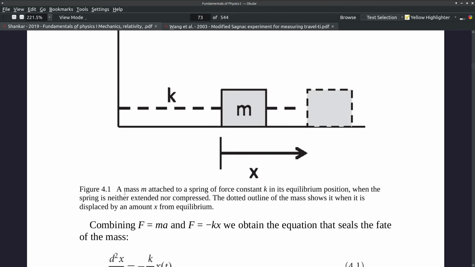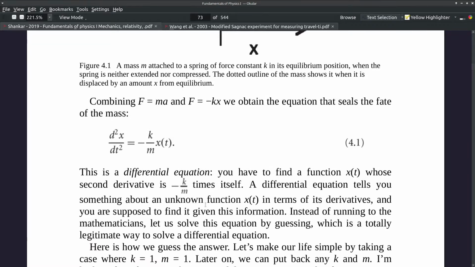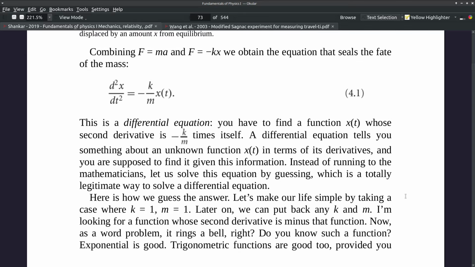So there you go. A mass m attached to a spring of force constant k in its equilibrium position, when the spring is neither extended nor compressed. The dotted outline of the mass shows it when it is displaced by an amount x from equilibrium. Combining F equals ma and F equals negative kx, we obtain the equation that seals the fate of the mass: the second derivative of x with respect to t equals negative k over m times x of t. This is a differential equation. You have to find a function x of t whose second derivative is negative k over m times itself.